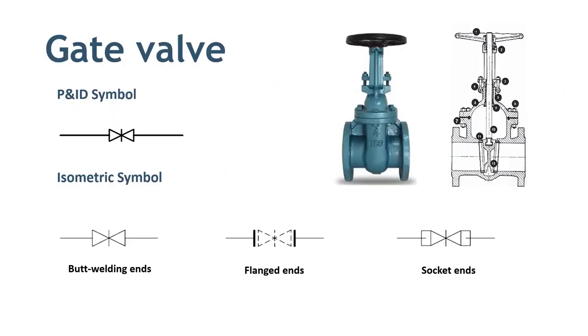On this slide, you can see the gate valve. Now see the PNID symbol for the gate valve. It is a modification of the generic valve symbol by inserting a vertical line between two triangles. The three symbols shown below are the gate valve symbols used in isometric drawings. The first is for butt welding ends, the second is for flange end valve, and the third one is for socket end connection.